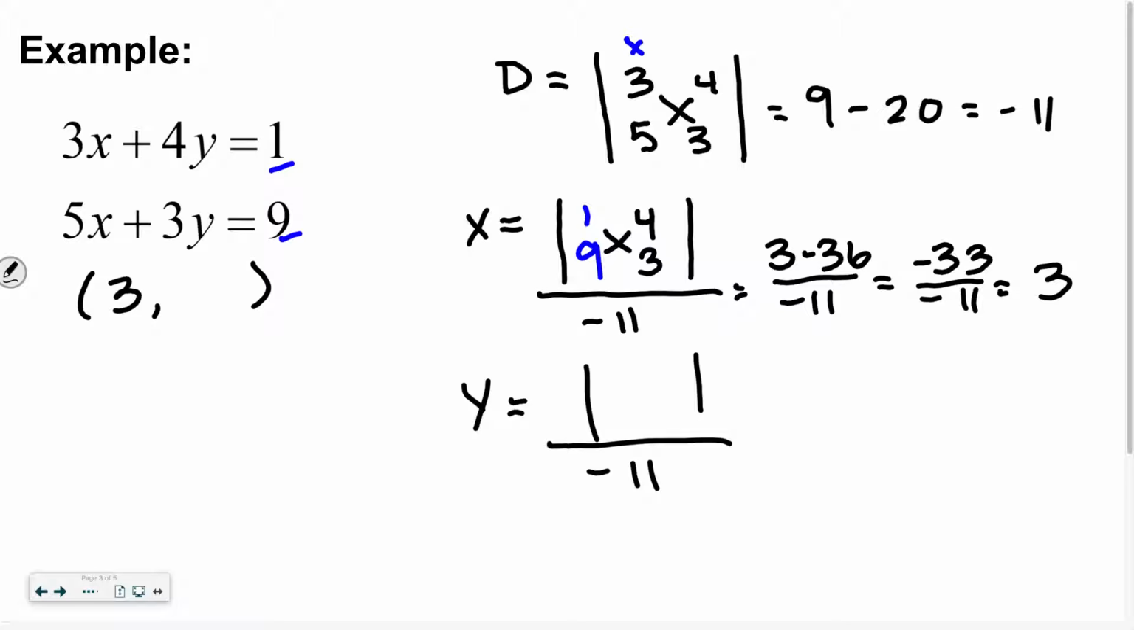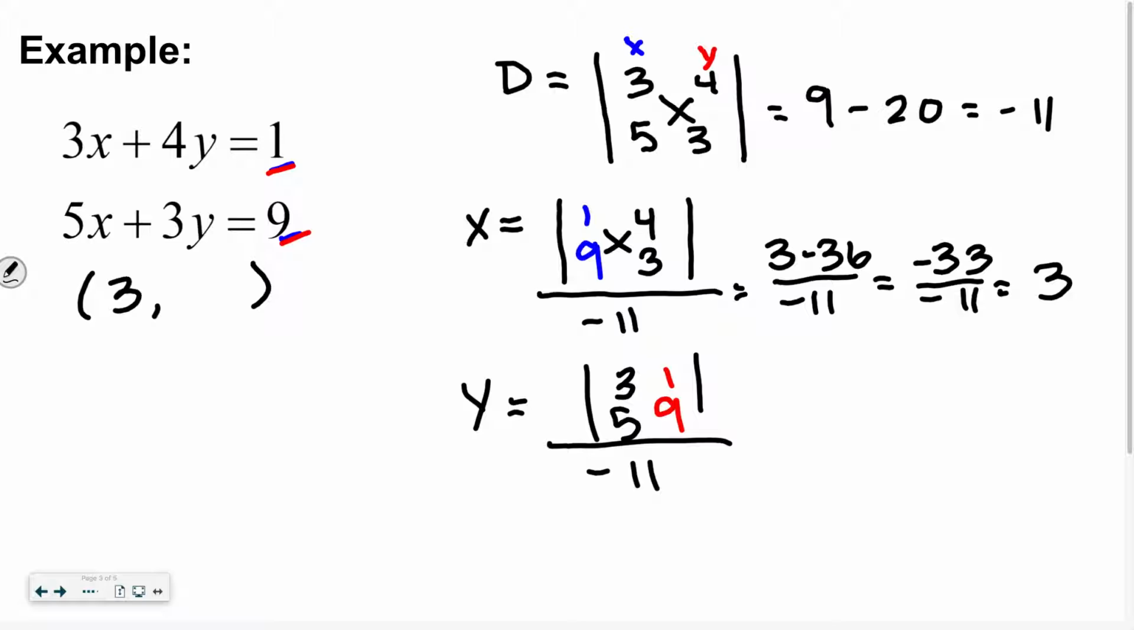So if I want to find y, then this time in my coefficient matrix, I'll be replacing my y column. So that's the second column where 4 and 3 were. But I'm still going to be putting in 1 and 9, my constants. So I'll put 1 and 9 in the y column. Use the original x coefficient, so whatever's in the system, 3 and 5.